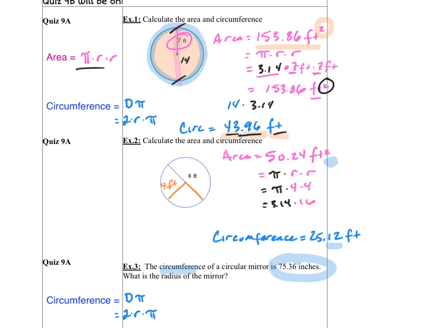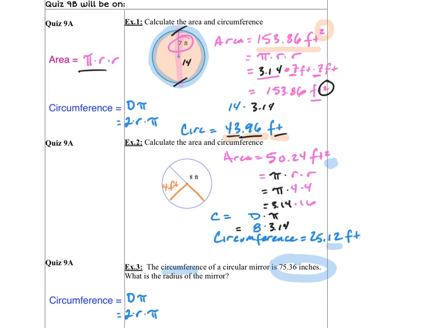Okay, and the circumference, again, it's the diameter times pi, which the diameter is 8, right? Because all the way across is the diameter, right? So that's the diameter. So it's 8 times 3.14, and we're talking about feet. So it's going to be 25.12 feet, not feet squared. Be careful. You have to be careful.